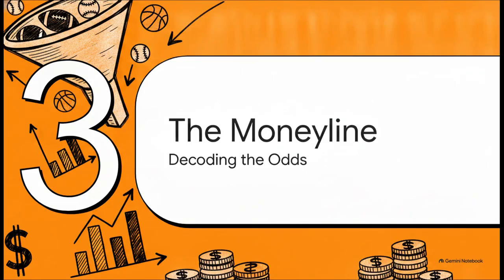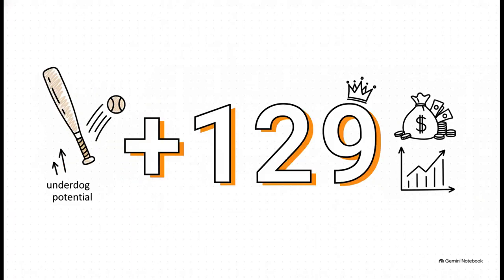All right, step 3, decoding the money line. As we funnel a bit deeper, we have to actually translate those win-loss records into live market prices. According to VCIN's sports betting data for tonight's game, the Mets are currently priced at plus 129. If you aren't super familiar, that plus money means they're the underdogs. A bettor stands to win more than their initial wager if the Mets somehow manage to pull off the upset. The market totally expects them to lose, so it incentivizes a bet on them with a much higher payout.